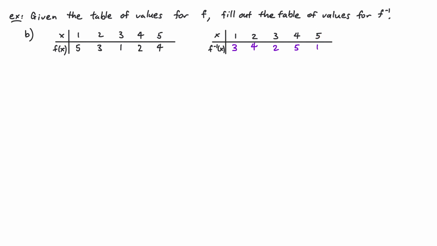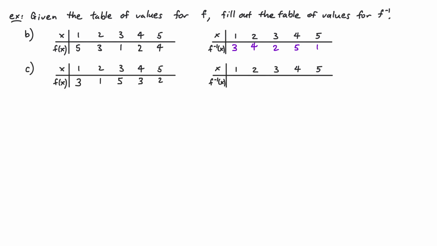Let's take a look at one more example. In example C here, we're given the function f with the following table. When we input 1, 2, 3, 4, and 5, we get the outputs 3, 1, 5, 3, and 2. So let's try to fill out the table for its inverse function. For f inverse of 1, we want to look at our table for f and see where 1 shows up as the output. We have this entry here. When we input 2 into the f function, we get the output 1. So for our inverse function, when we input 1, we should get the output 2.